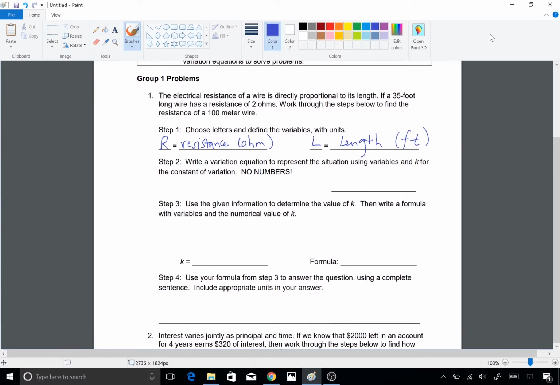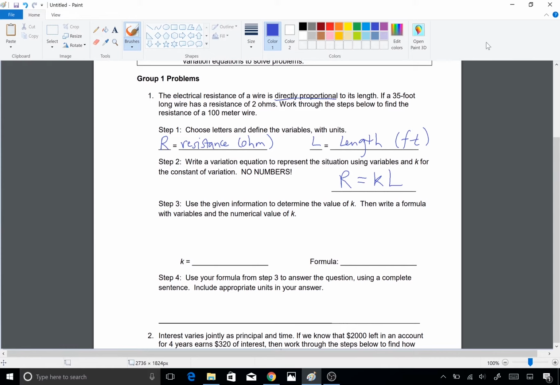Write a variation equation without numbers. Okay, so we want to set up this relationship based on the information we've been given. We're told that resistance is directly proportional to length. That means that R equals K times L, where K is the constant of variation.